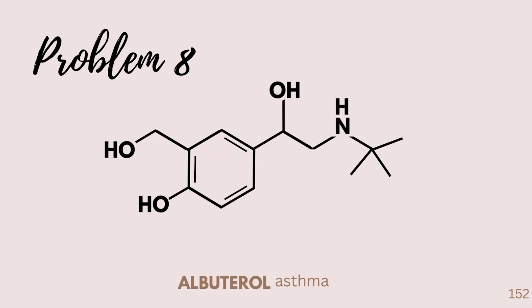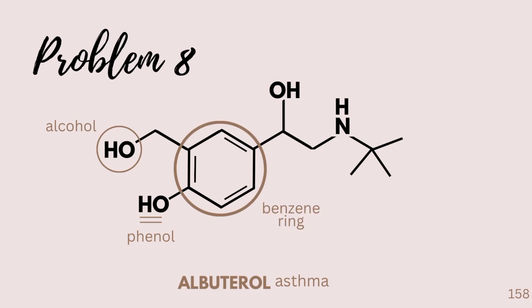Last problem, number 8. This is albuterol, and in the upper left we have this OH. This is a nice alcohol. Now just below that is another OH group, but here we have the OH on a benzene ring. This is an alcohol. More specifically, it is a phenolic alcohol. Here's a benzene ring right above it, but there is another OH group that's a regular alcohol. Here is a nitrogen. It's not next to a carbonyl.